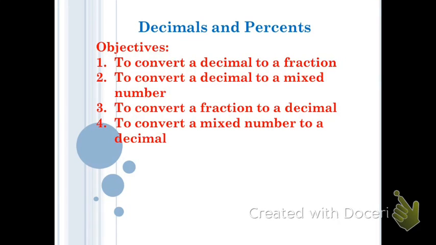Converting decimals and fractions. The objectives in this lesson are: 1. To convert a decimal to a fraction, 2. To convert a decimal to a mixed number, 3. To convert a fraction to a decimal, and 4. To convert a mixed number to a decimal.